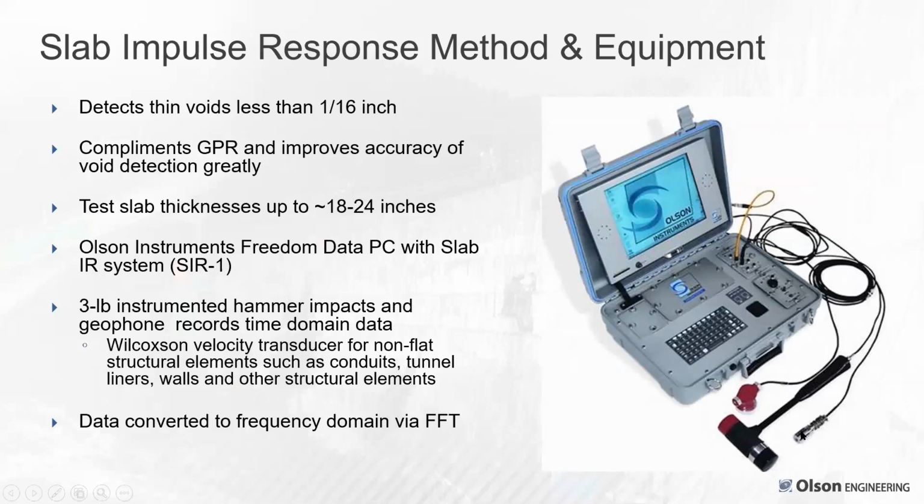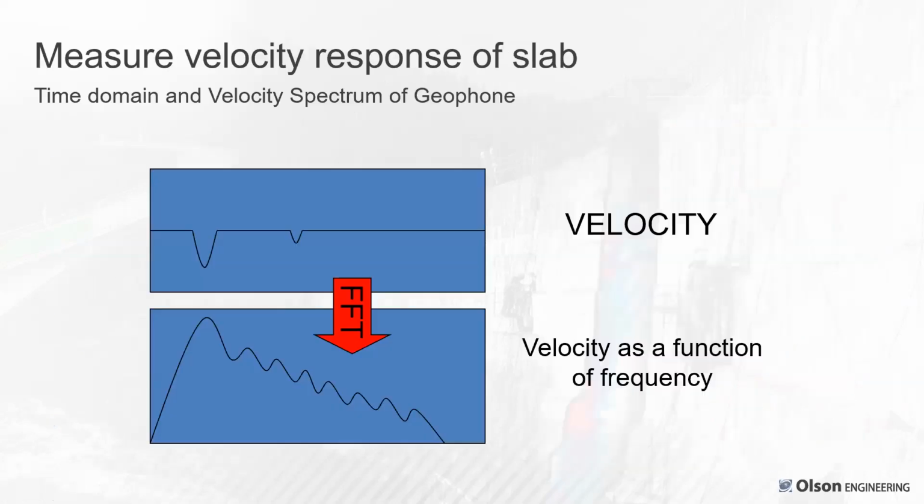And we switch to an integrated accelerometer by Wilcoxon that's also a velocity transducer like the geophone, but this can work at any angle. So from testing a wall, a tunnel lining, a more severely sloping spillway, we will use the Wilcoxon transducer instead of a simple geophone. So that's the basics of the test. It complements the GPR. It finds very thin voids, less than 1/16 of an inch thick, where ground penetrating radar generally requires at least 1/4 inch, if not a 1/2 inch of void below the slab to see it clearly.